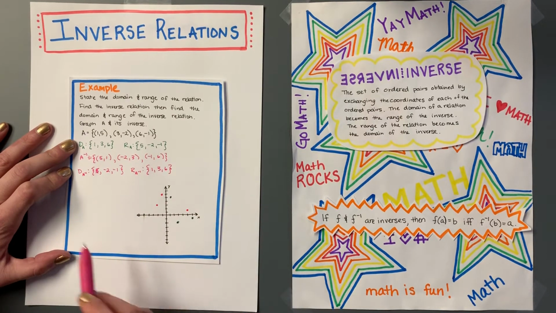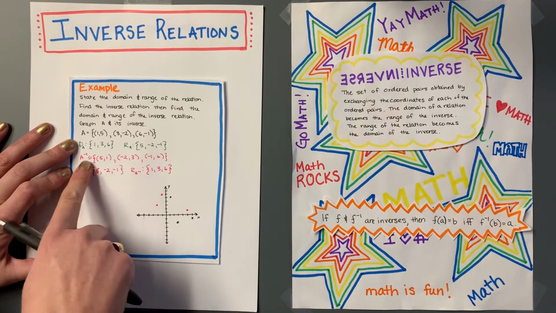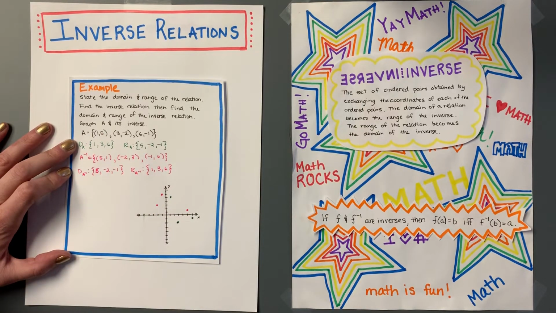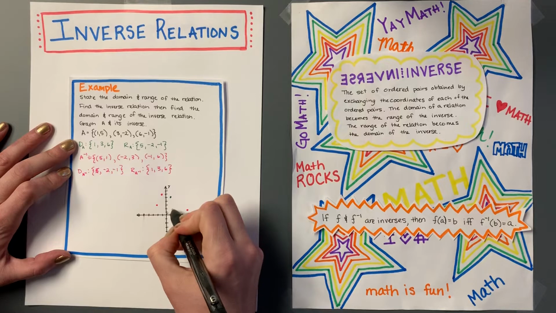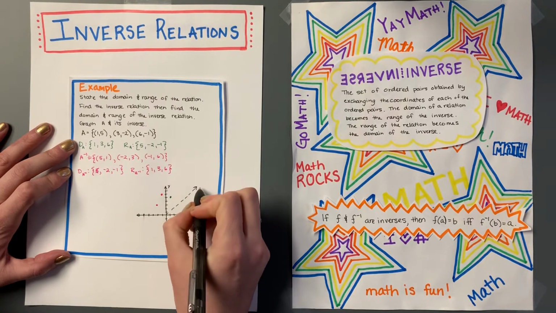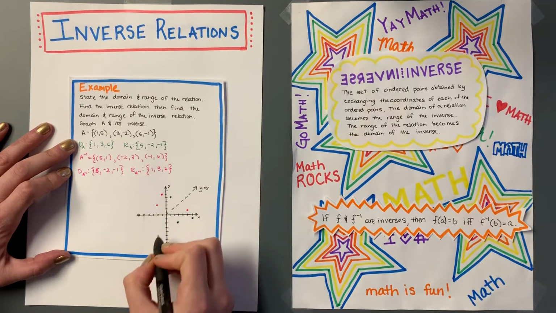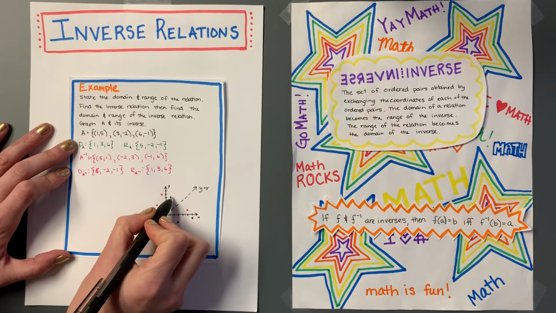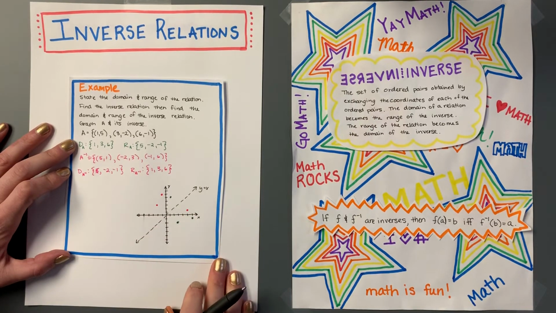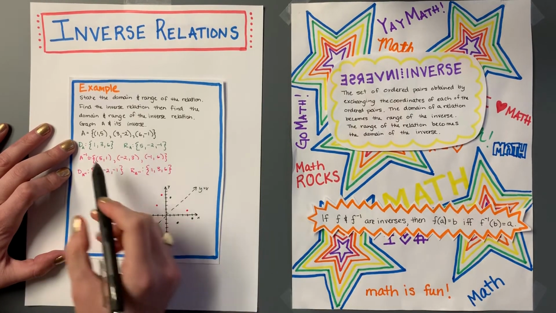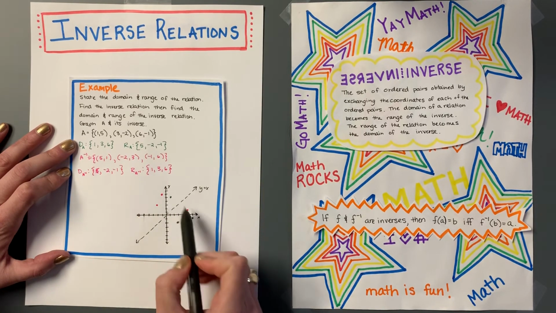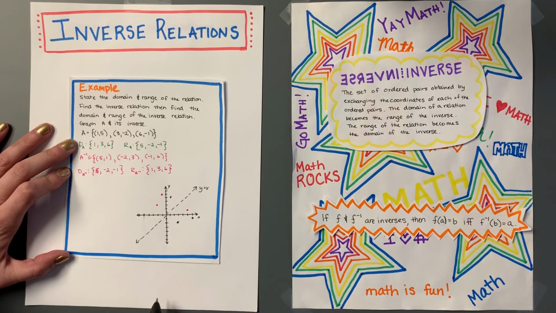One thing that we can start to see here is not only are the domain and range of the inverse and its original relation related, but if I graph the line Y equals X, you can see that each of these points is mirrored across the line Y equals X. So the inverse relation is the mirror of the original relation across the line Y equals X.